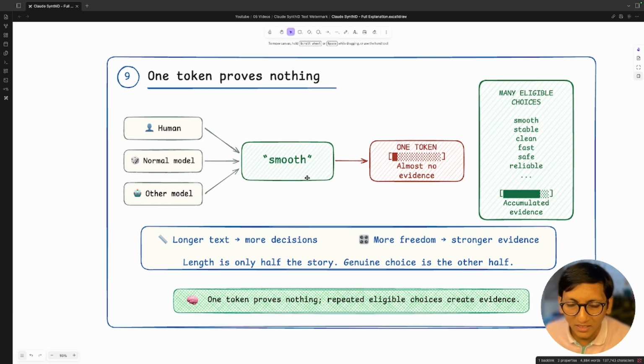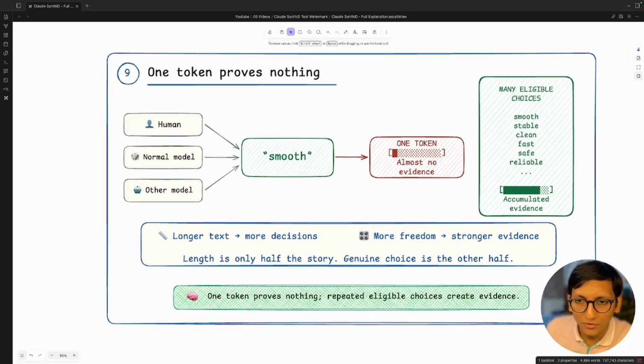It's smooth. Even a human can write this. Even another AI model can also write this. So detection only becomes useful when many eligible choices line up unusually and create a single pattern. The longer text gives more decisions and more freedom to the model, and it provides stronger evidence that AI, or Claude, has been used. But length is only half of the story. The other half is how much genuine choice existed at each decision.